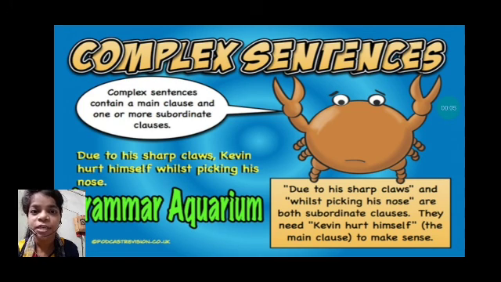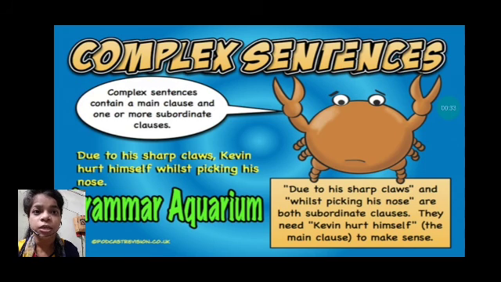In the earlier video, I told you about analysis of simple sentences. In this video, I will tell you about analysis of complex sentences. So see, first of all, what this crab is saying. Complex sentences contain a main clause and one or more subordinate clauses. This is the statement given by this crab. Now we will see one statement which is about this crab.